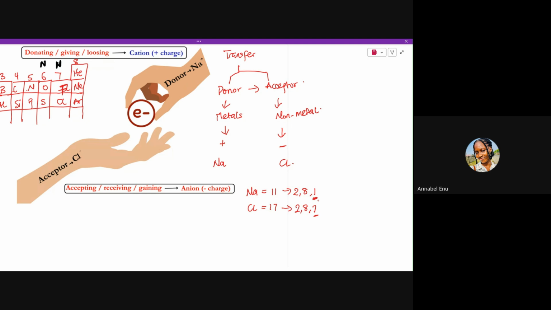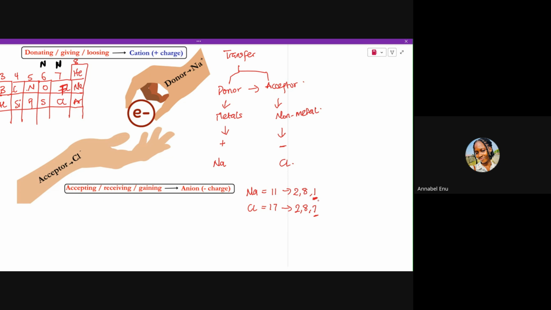So since sodium and chlorine are both not stable because they are not completely filled, that is why they carry out bonding. That is why they will bond. But assuming they were stable, they would not bond with each other. They would not want to bond with any element because they are already stable. But elements bond with themselves in order to be stable.